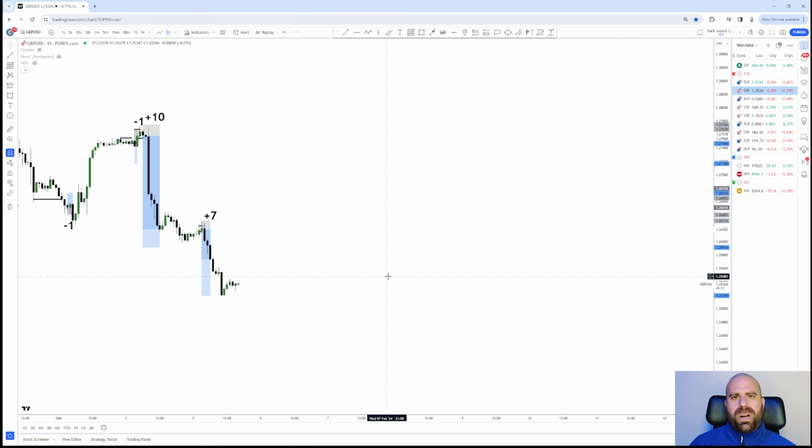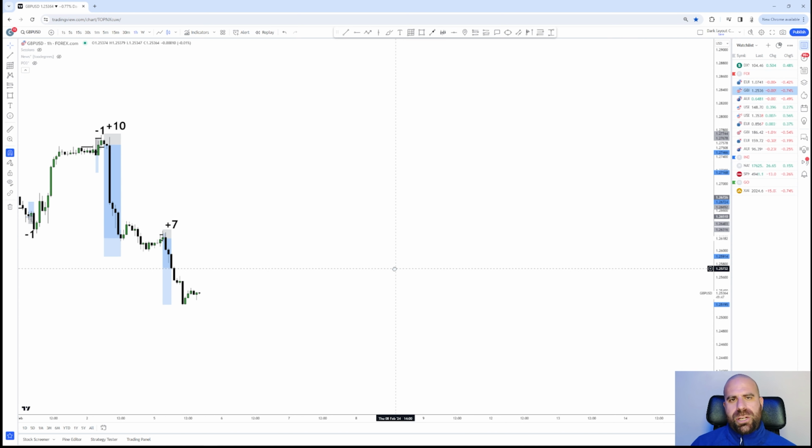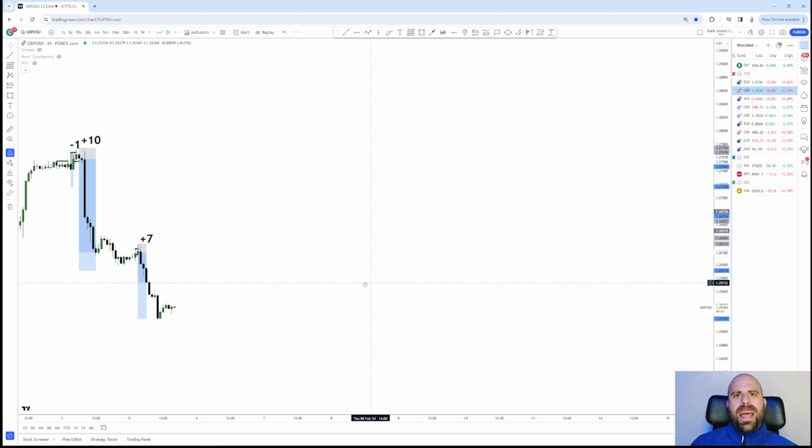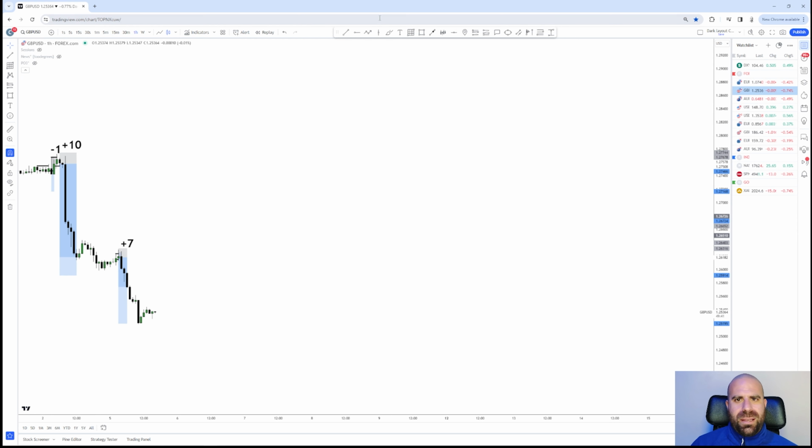This strategy is gonna be using sessions only, and I am referring to the normal sessions, Asian session, London session, and New York session, and it is gonna be traded on the 5-minute time frame only.